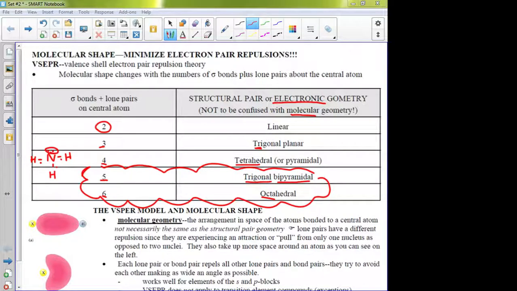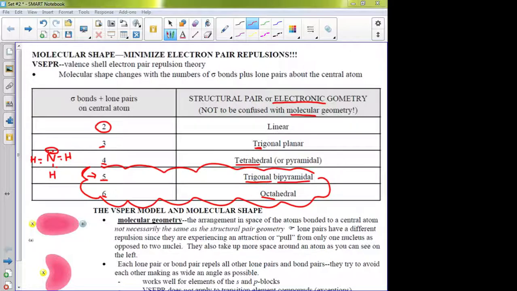Now, the good news is shape and electronic geometry stay the same for 5 and 6. So all you have to worry about with 5 things is trigonal bipyramidal. All you have to worry about with 6 things is octahedral. Now, when you get to college, they will probably give you more shapes for 5, but as far as AP in this class, we're just going to stick with 1. Work for you? Works for me. Good. I'm glad we're there. All right, so does everybody understand how to find electronic geometry? We don't use it a lot, but I do want you to understand the difference.